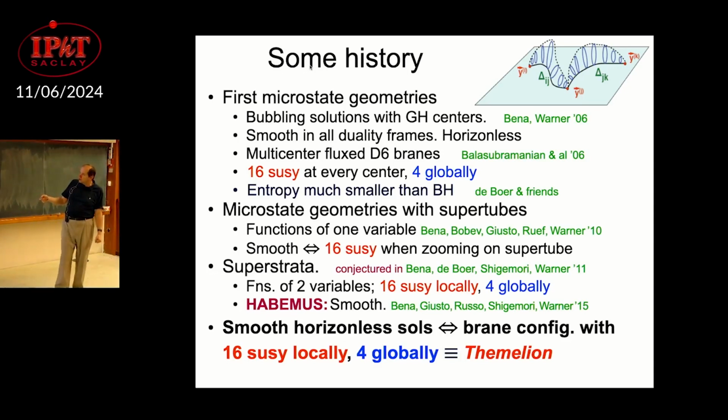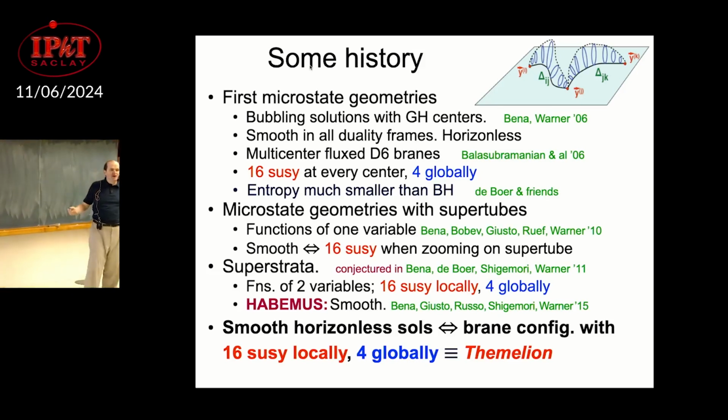For the superstrata, when we conjectured them with Pasaki and Jan and Nick, we had the same principle: 16 supercharges locally, 4 globally. We conjectured them, and then we found them to be smooth. There seems to be this thing historically that if you want to get a smooth solution in some duality frame, the smoking gun of having a smooth solution is having 16 supercharges locally and 4 globally. This is our experience for all these years, and we call this guy a Temelion. A Temelion is like the fundamental building block. We wanted to call it something else, but if we have a good wine during a wine and cheese, I'll tell you how we wanted to call it.